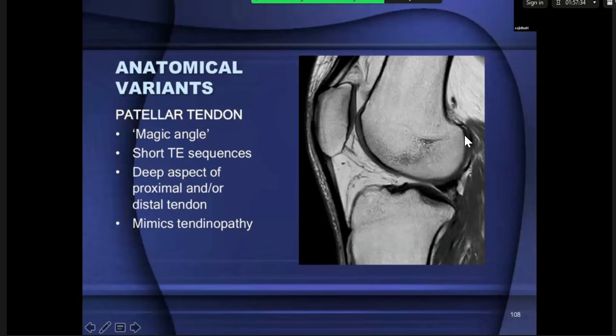This is magic angle, and magic angle you get to see in patients in whom you're assessing this in sequences which have a low TE. So the proton density and the T1 weighted sequences, you will get to see that. If you do a long TE sequence, like a T2 weighted image, then this should disappear.